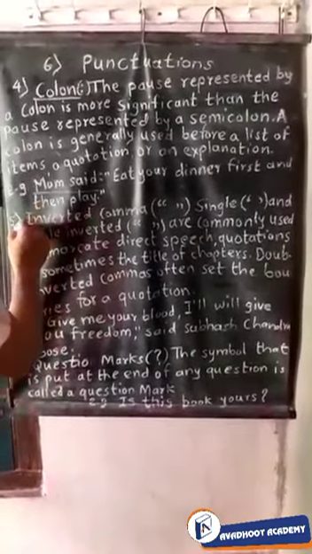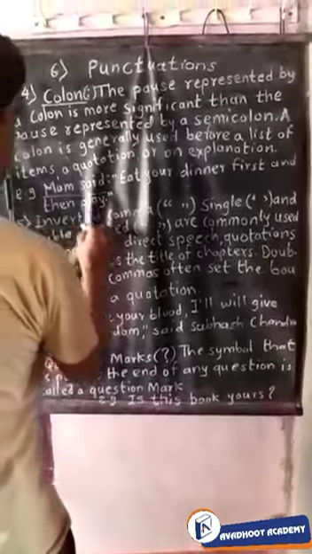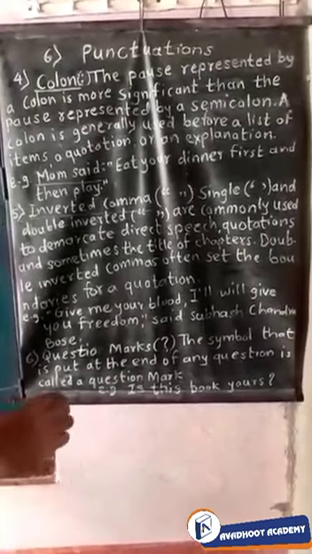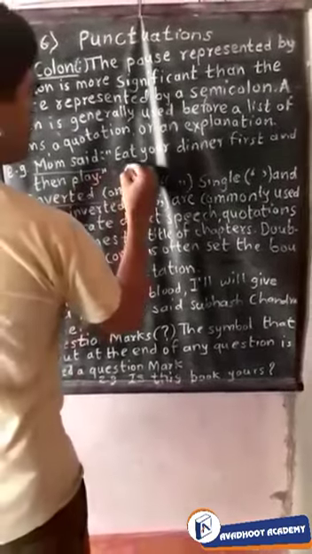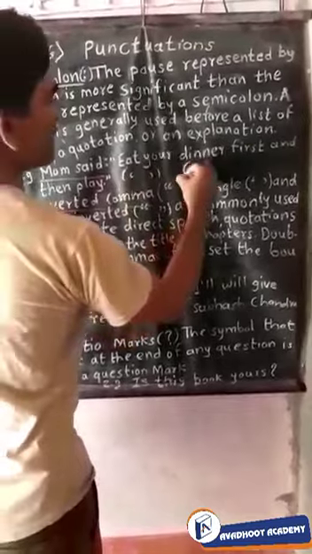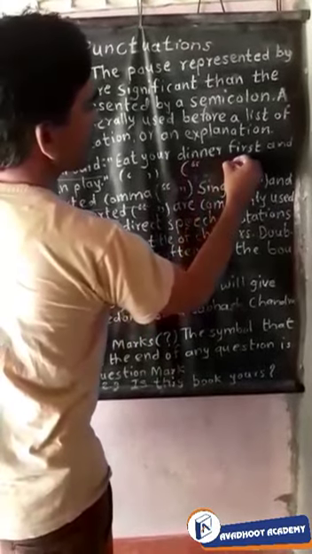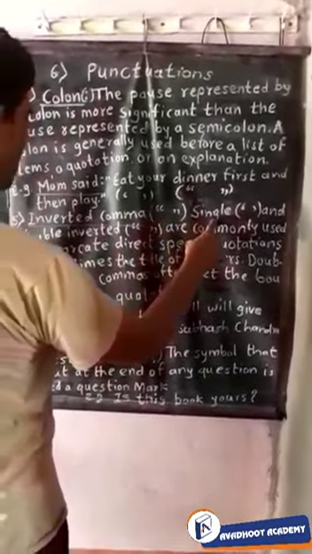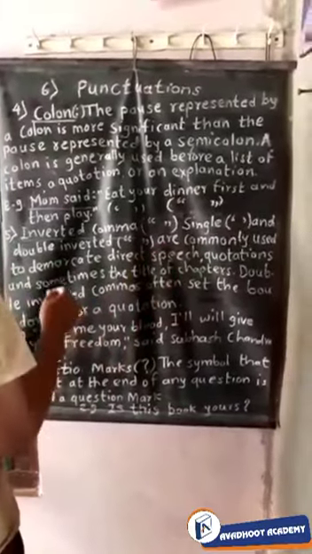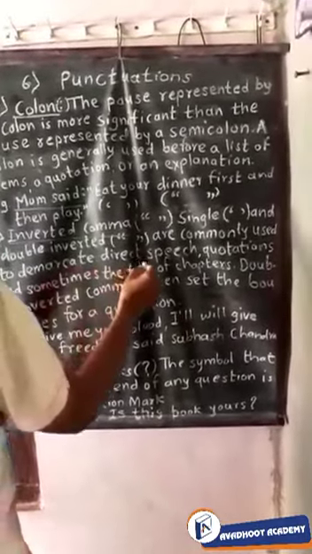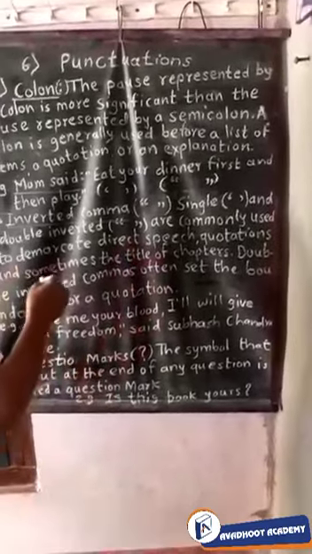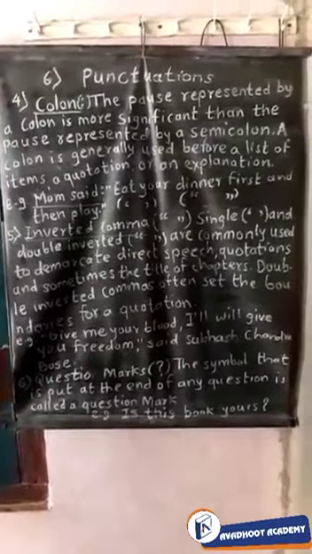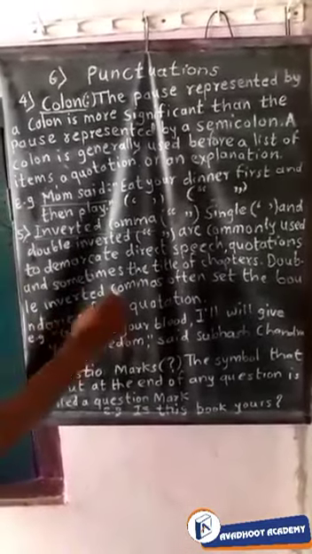Next, the fifth one is inverted commas. You know there are two types of inverted commas: single inverted commas and double inverted commas. Single inverted comma we show like that, and the double inverted comma is a double marking, like that. Single and double inverted commas are commonly used to demarcate direct speech, that is, quotation, and sometimes the title of chapters. Double inverted commas often set the boundaries for a quotation.